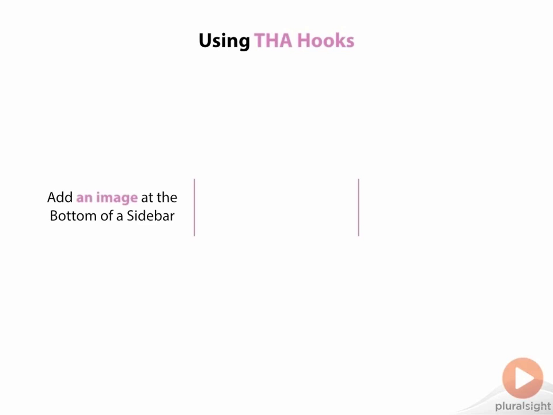Suppose you have an image that you want to display at the bottom of the sidebar in every page. You could do this by editing the sidebar.php. But what if you're working on a child theme and you don't want to have a file that overrides the parent theme's version of the sidebar? Or you're working on a plugin and you don't have access to the sidebar.php. You can still add your image using THA sidebar bottom.